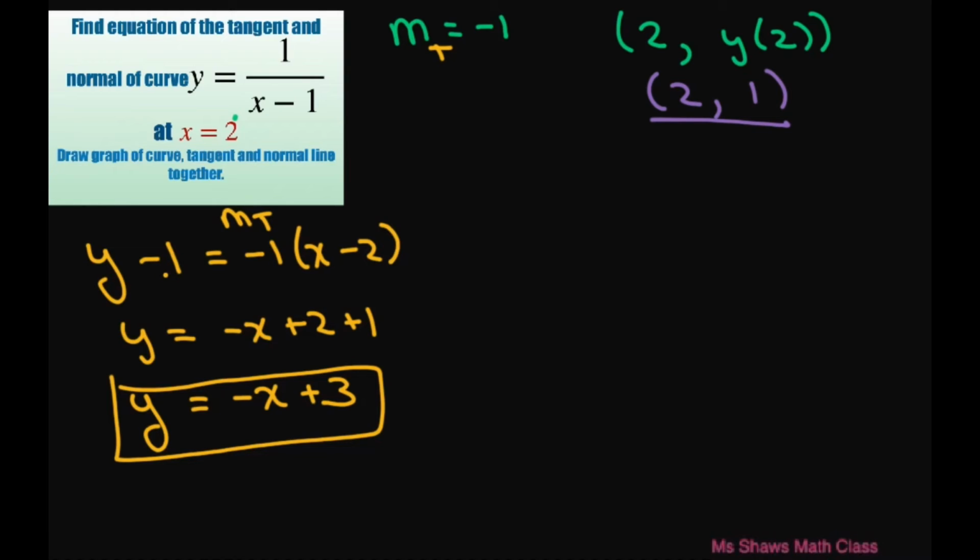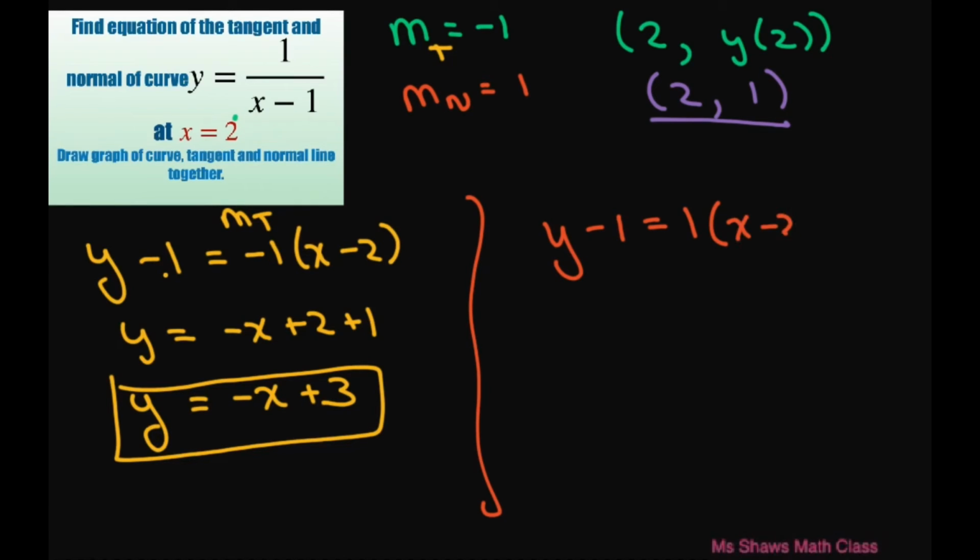Now for the normal, that's the negative reciprocal of the slope. That's just going to be 1. So you do the same thing, right? Y minus 1 equals, but your slope is 1 now, x minus 2. That's going to give you y equals x minus 2 plus 1. And that means you're going to get y equals x minus 1.